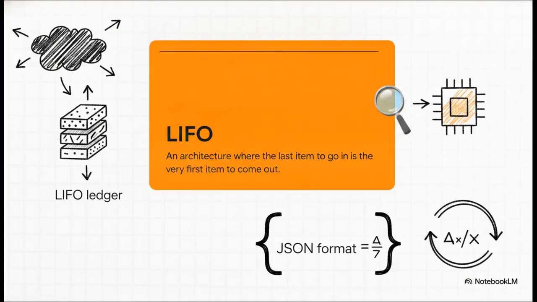By totally ditching those chaotic, floating structures, ERC 7827 relies on a LIFO ledger. Now, LIFO simply stands for last in, first out. It's an architecture where the very last item to go in is always the very first item to come out. This setup gives us a sort of value version control that tracks state transitions flawlessly, and it keeps everything in a super clean, human-readable JSON format. It's basically a bit-perfect mathematical smart contract layer.